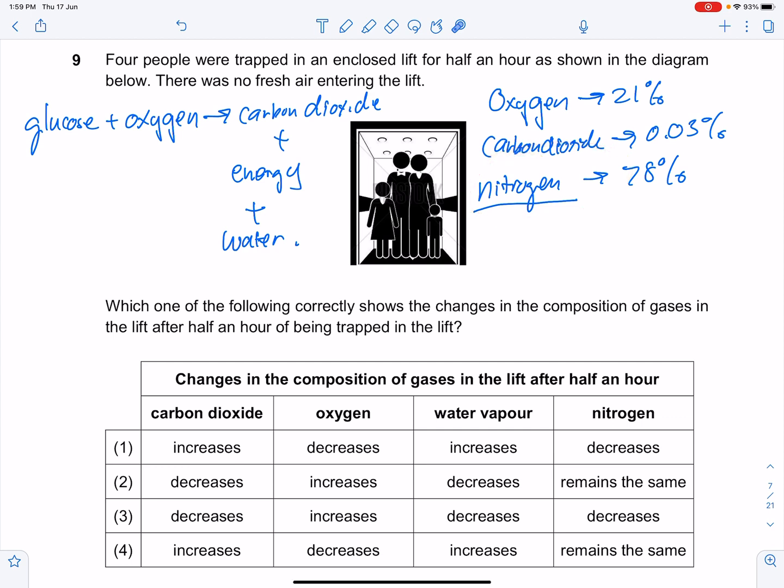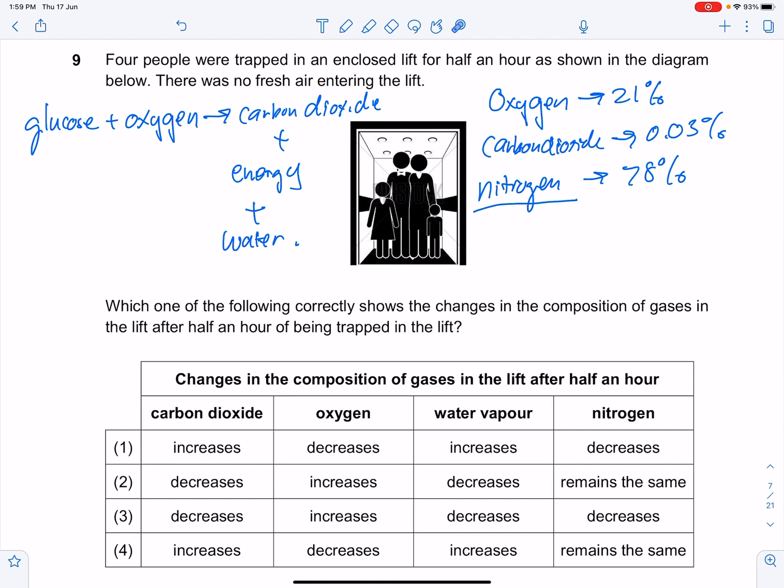So it should remain the same, whether you're inhaling or exhaling, no difference. However, the only things that will probably change are your carbon dioxide and your oxygen. Now, there is one more gas that varies, and that is your water vapor. Water vapor tends to increase, because there is moisture in your lungs, lining your air sacs. So when you breathe out, it becomes moist.